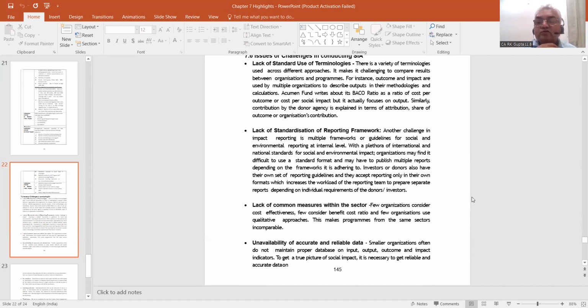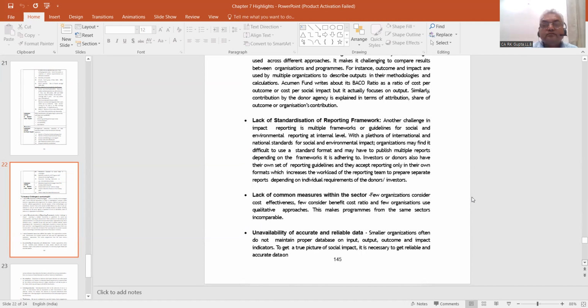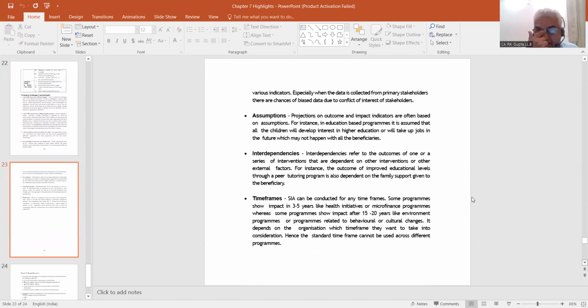So to get a true picture of social impact, it is necessary to get reliable and accurate data on various indicators, especially when the data is collected from primary stakeholders. There are chances of biased data due to conflict of interest of stakeholders. Then assumptions. The projections on outcome and impact indicators are often based on assumptions. For instance, in an education-based program, it is assumed that all the children will develop interest in higher education or will take up jobs in the future, which may not happen with all the beneficiaries.